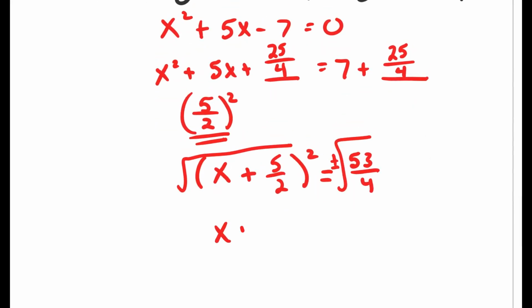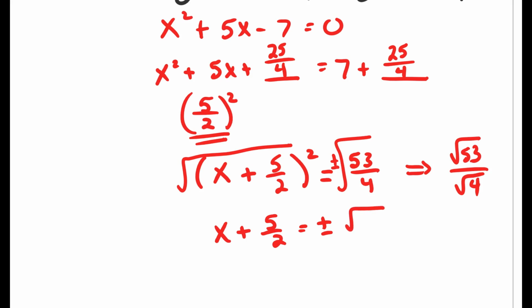So now I get x plus 5 over 2 equals plus or minus the square root of 53 over 4. Let me remind you, that can be rewritten like this. Now is that much easier to simplify? Yeah, that leaves a square root of 53, because there are no perfect square numbers that are factors of it, all over what? 2. Why did I do that? I don't know.